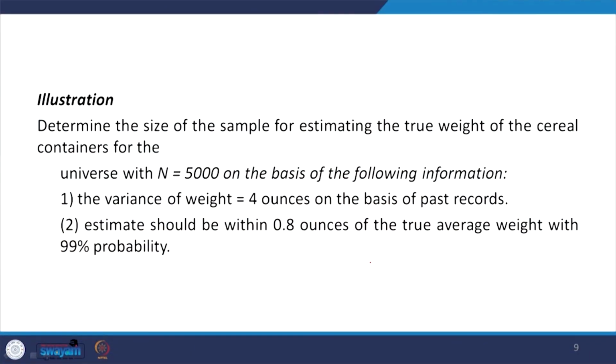Now, how to determine the sample size? Here is one example before us: how to determine the sample size for estimating the true value of the cereal containers for the universe with a population of 5000 on the basis of the following information. The variance of the weight is 4 ounce, and the estimate should be within 0.8 ounce of the true average weight with 99 percent probability. So, what is given?